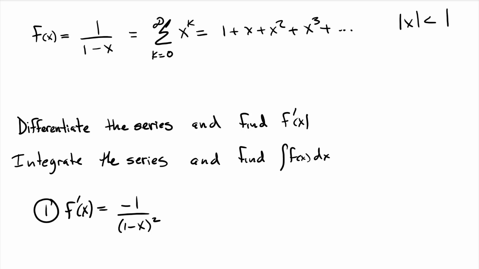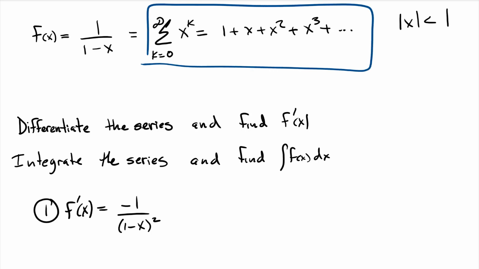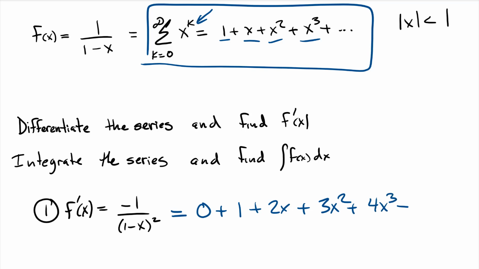So now we want to find out what's the derivative. I don't want to mess around with that nonsense. I just want to look and go, well, wait. What's the derivative of 1? Nothing. What's the derivative of x? 1. What's the derivative of x squared? 2x. What's the derivative of x cubed? 3x squared, plus 4x cubed, plus dot dot dot. It would continue on forever and ever and ever.